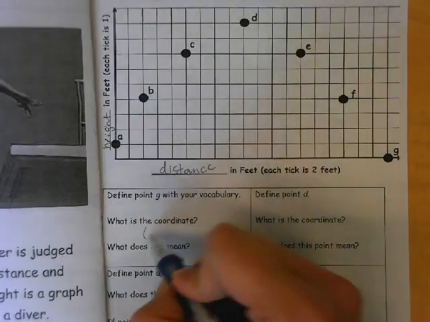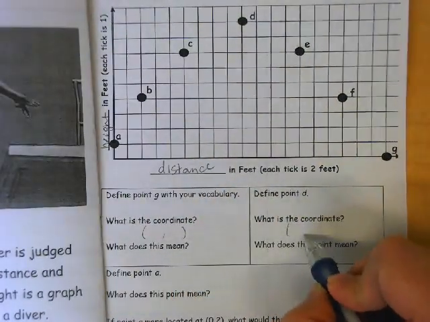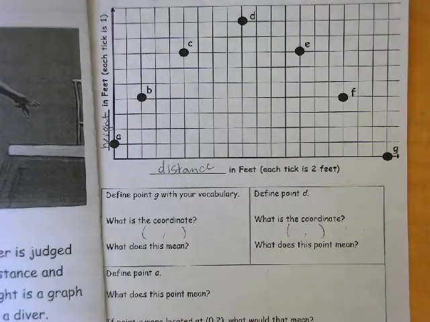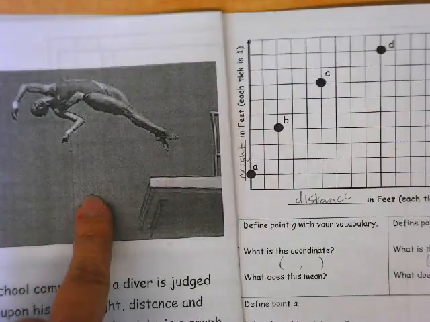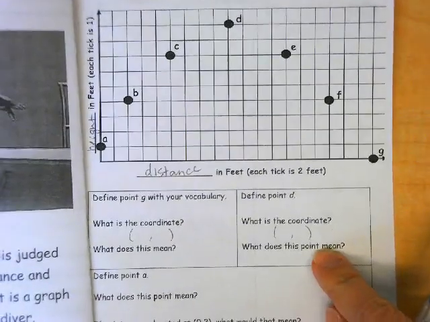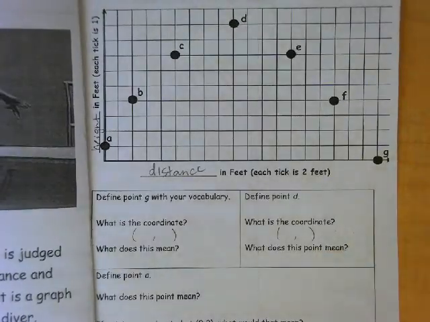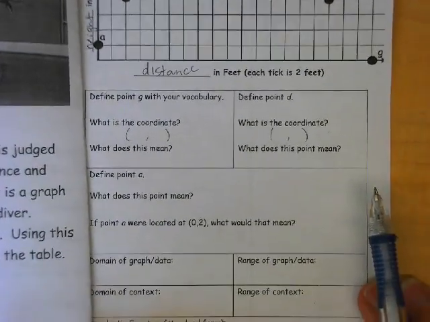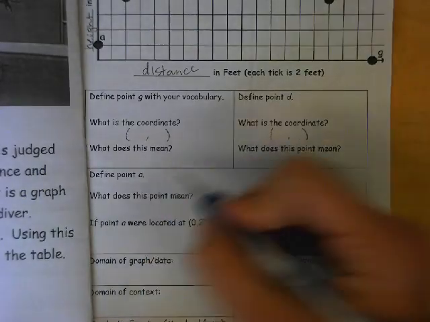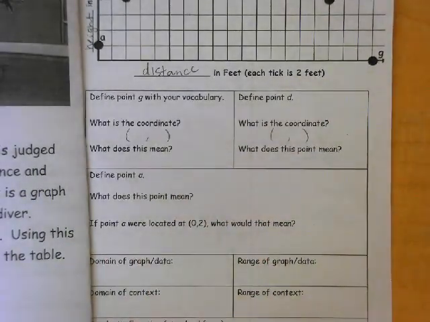The coordinate, remember it's always an X, Y coordinate. What does this mean in words? What does this mean about this diving situation? Don't tell me, oh, it's the highest point of the graph. It's, you know, crossing the x-axis. No, in relationship to the diver, please. Define A. What does this mean? Right? And then if it were at 0, 2, what would that mean?